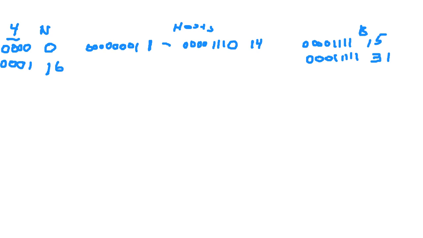So our first usable host would be 0001, 0001. And that then is a 1 in the 1s and a 1 in the 16s, which gives us 17. For the ending one, it would be 0, 0, 0, 1, 1, 1, 1, 0. And that should give us 30.